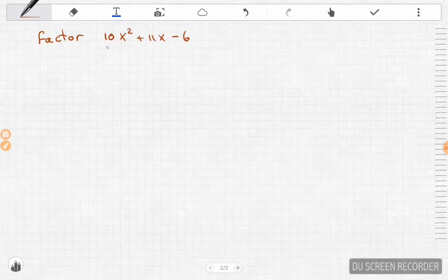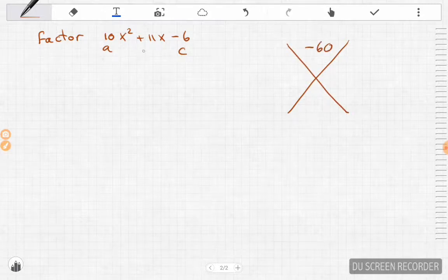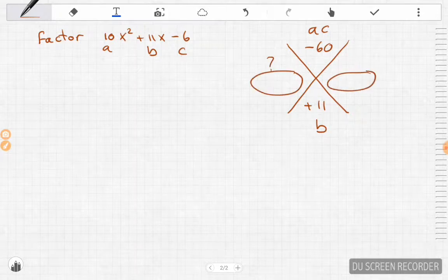And the trick is, I'm going to multiply a times c. 10 times negative 6 gives me negative 60. So I'm going to use my diamond problem. I'm going to put negative 60 here, and then the b would be the sum, which is positive 11. I'm going to write here, just for you to know, this is the AC and this is b. And my goal is to search for two numbers with the product of negative 60 and the sum of positive 11.